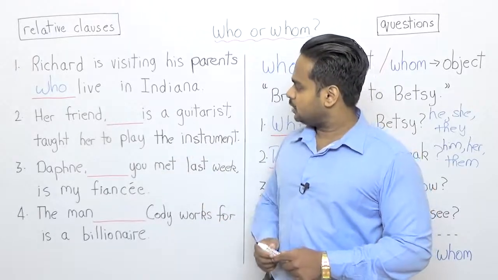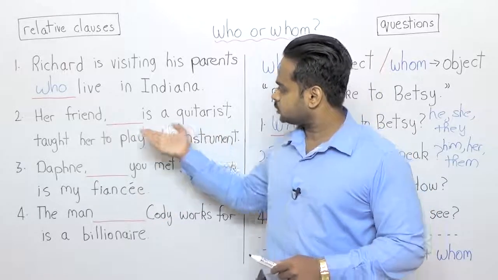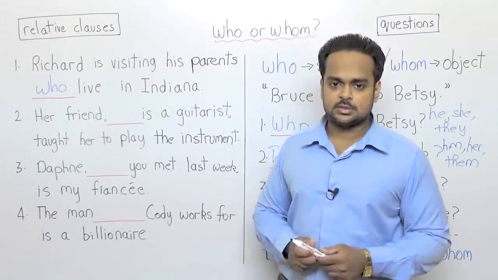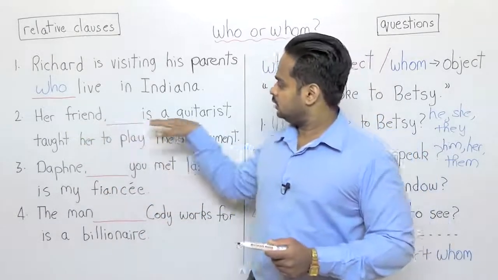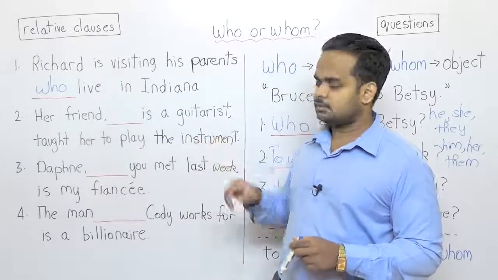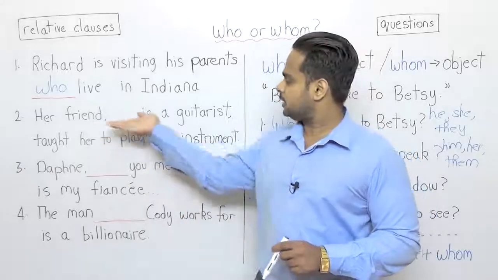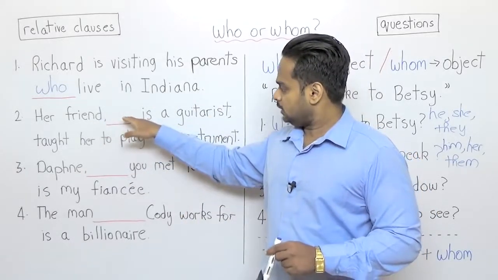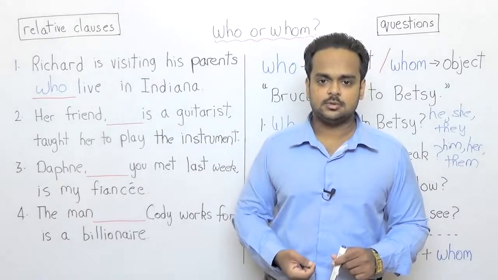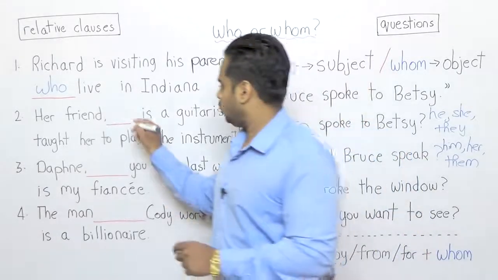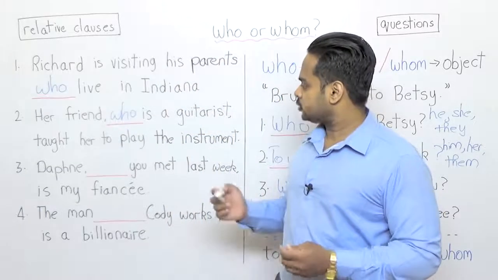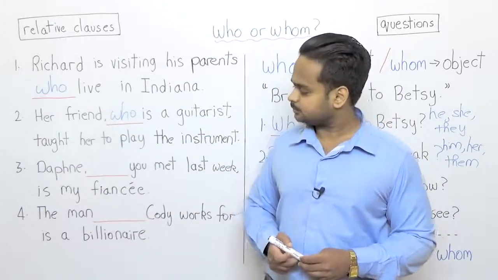Okay, in the second sentence, her friend, ___ is a guitarist, taught her how to play the instrument. What are the 2 sentences here? The first sentence, her friend is a guitarist, and the second sentence, her friend taught her to play the instrument. Here we're interested in the first sentence. So in this gap, can you say he is a guitarist or him is a guitarist? He is a guitarist is correct. So once again, who? Her friend, who is a guitarist, taught her to play the instrument.